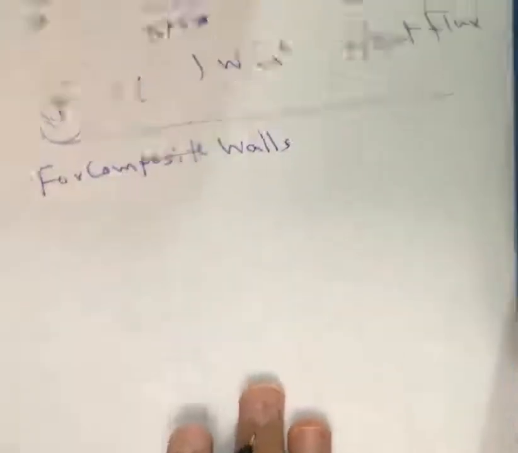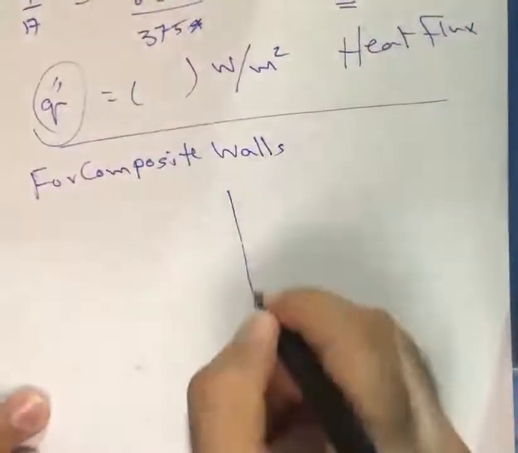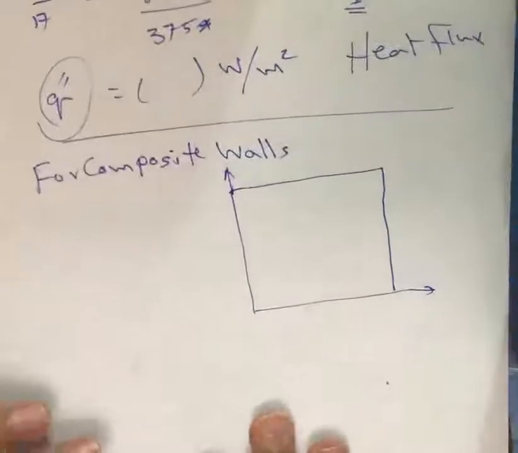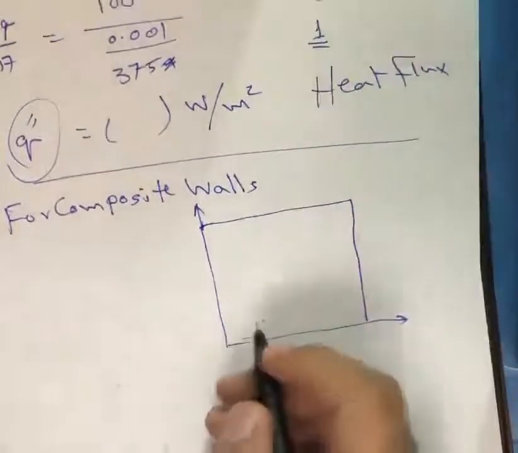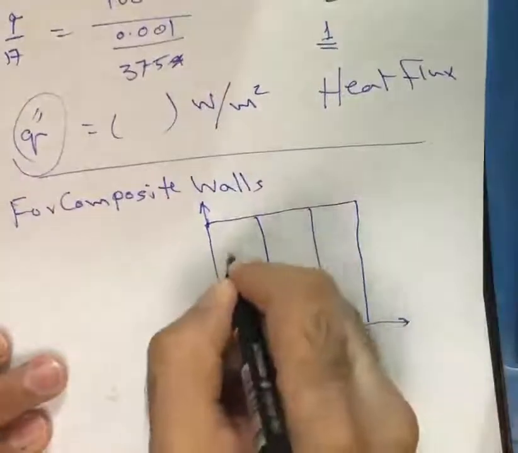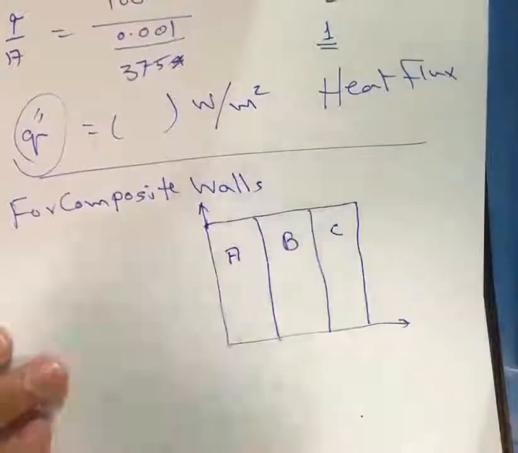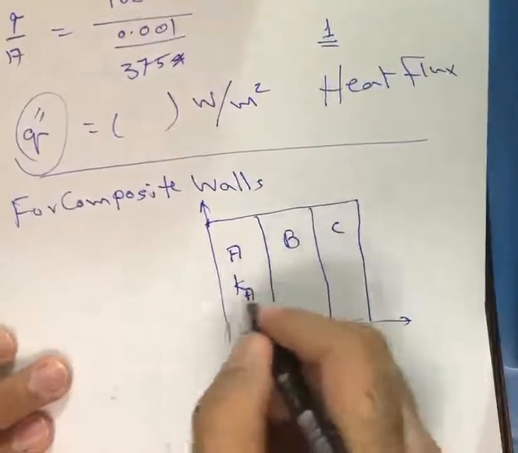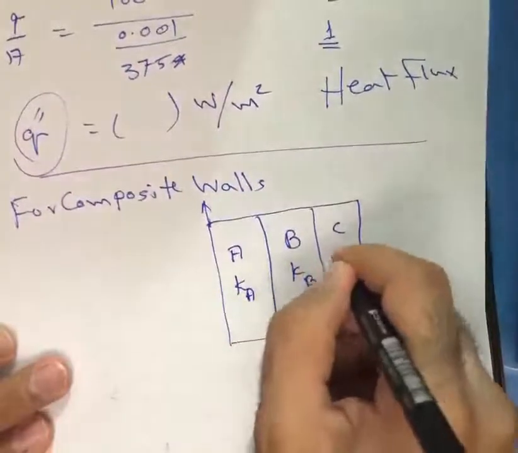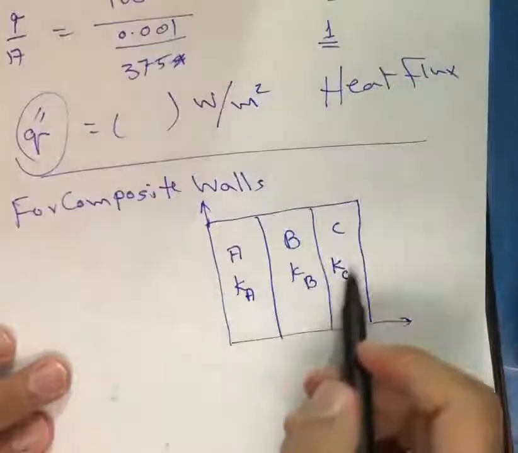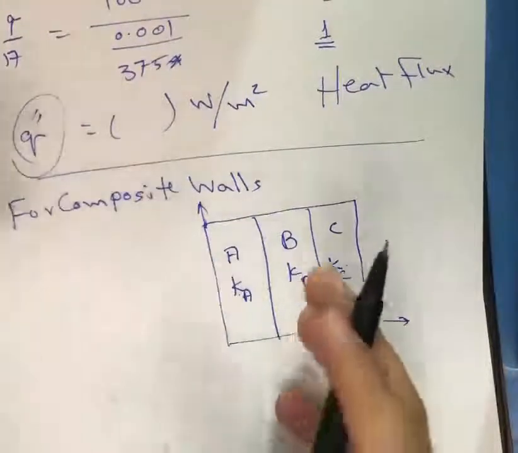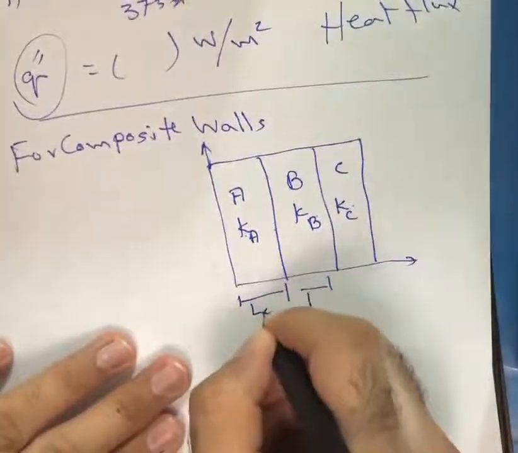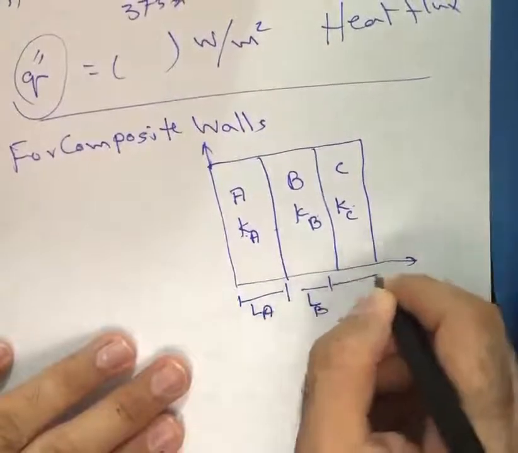Now, if we have more than one wall, let us draw a very simple schematic representation of this problem. Let us say that we have a composite wall. This is wall A, this is wall B, and this is wall C. Of course, each wall has its own thermal conductivity. The thermal conductivity of wall A is different from wall B, and both are different from wall C, so K A, K B and K C, and each wall has its own thickness: L sub A, thickness of B, and thickness of C.